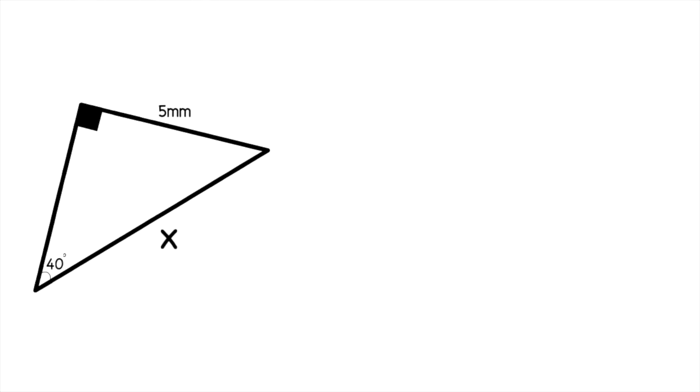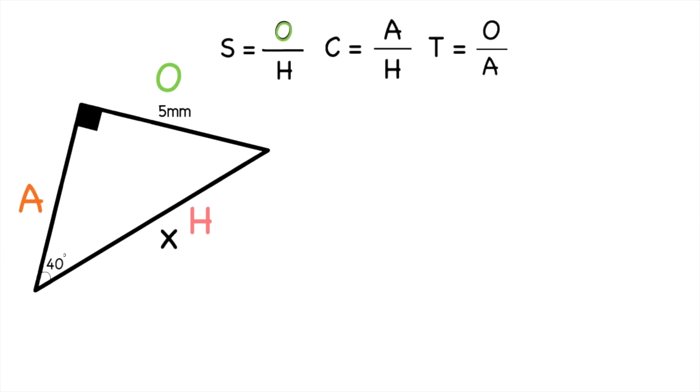Let's try again with this example. So I'm looking for the missing side x. First I'm going to label my triangle with h, the longest side, o, the opposite side to my angle, and a, the remaining side. Then I'm going to write out SOHCAHTOA and find whichever equation has my two important sides in. We're given information about o and we're looking for h, so those are my important sides.